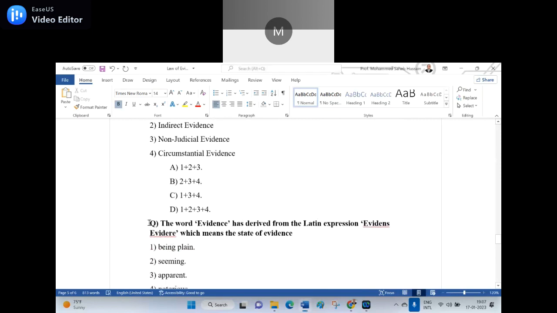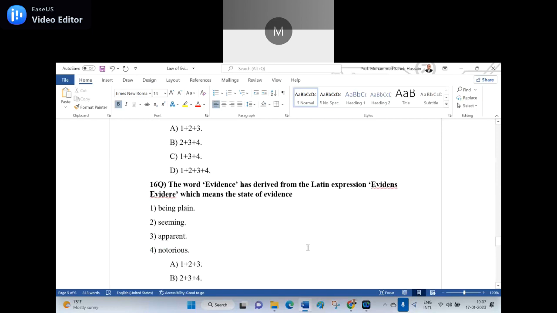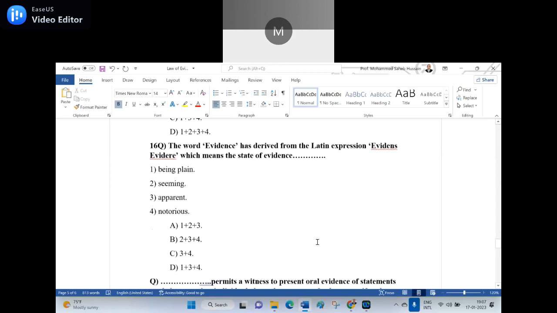16th question. The word evidence has derived from the Latin expression evidere, which means the state of blank. Number 1, being plain. Number 2, seeming. Number 3, apparent. Number 4, notorious. Here is the blank. So there are 1, 2, 3, 4 options in the statements I have given. Then A, 1 plus 2 plus 3. B, 2 plus 3 plus 4. C, 3 plus 4. D, 1 plus 3 plus 4. Which is the right option?